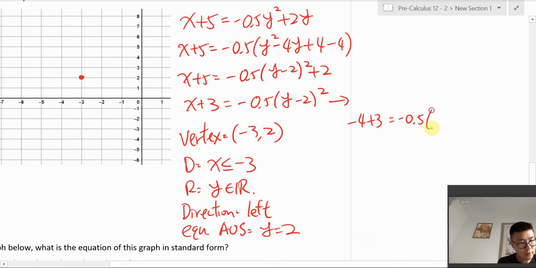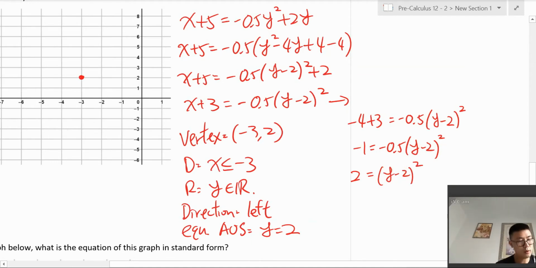Negative 0.5 times y minus 2 squared. Okay, so that's negative 1, and okay, fine, I'll do it step by step. Then we divide both sides by negative 0.5, and we end up with 2. And then we get y minus 2 squared. I guess I can then square root both sides. Then I get plus minus 2 root 2 equals y minus 2. And then we get 2 plus minus root 2 equals y.